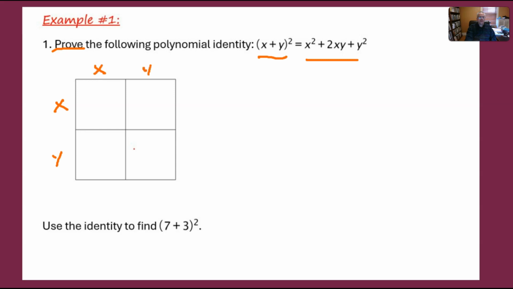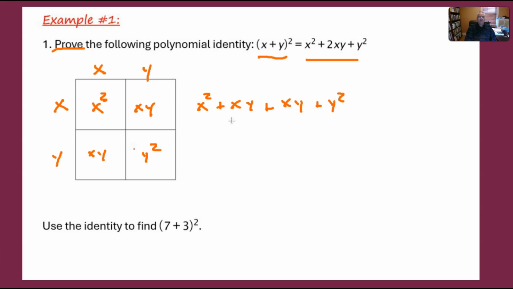I'm going to use the box method here to kind of see what's going on. I have x plus y here and x plus y there. x times x is x squared. x times y is, well, xy. y times x is the same thing. I'm going to write it as xy though. And y times y is y squared. When I add these up, we get x squared plus xy plus another xy plus y squared.